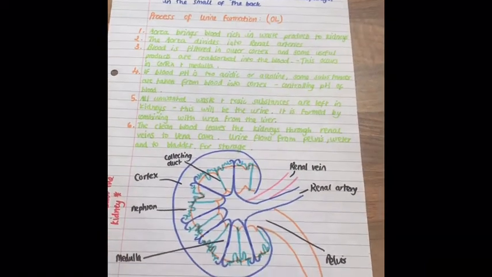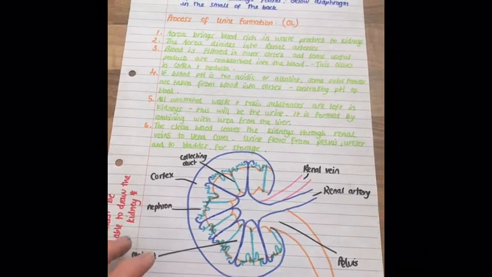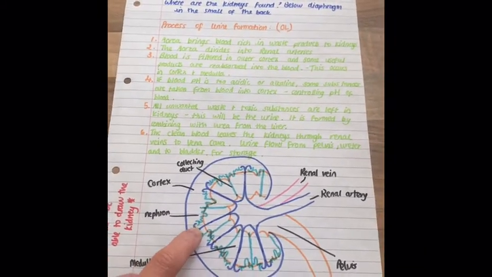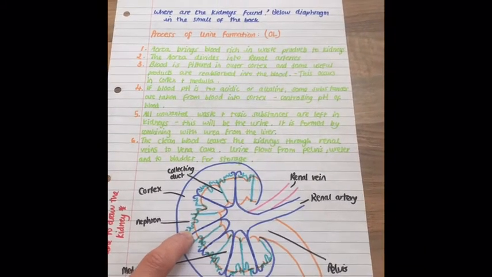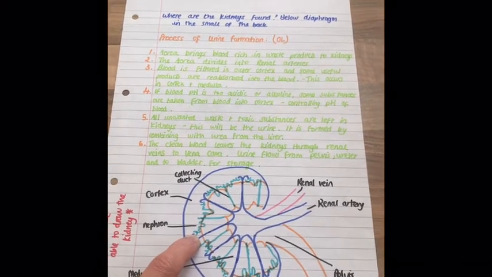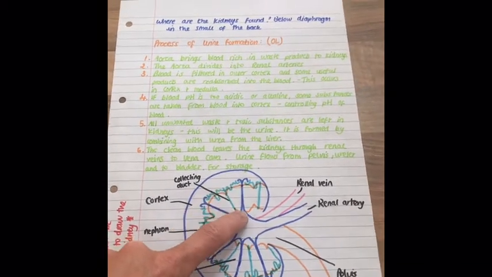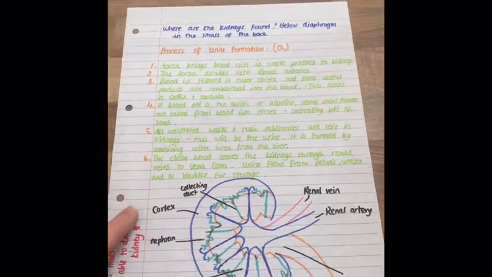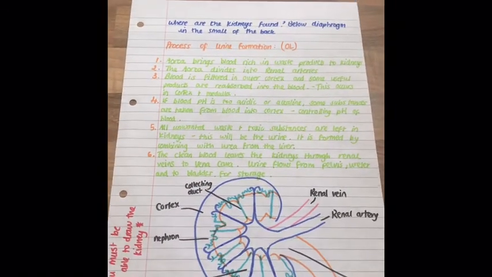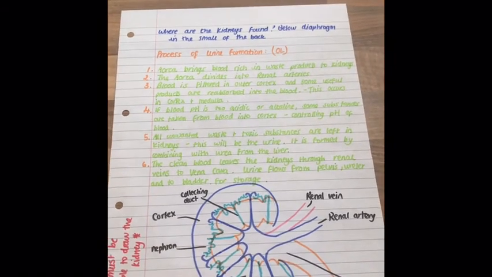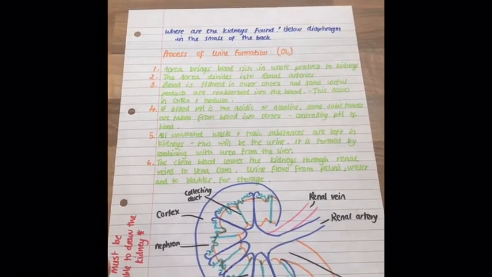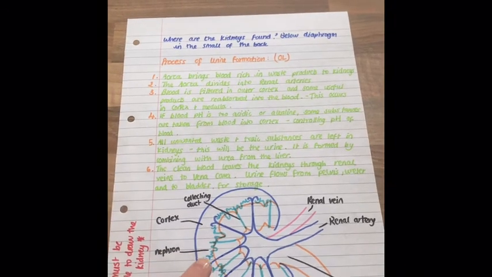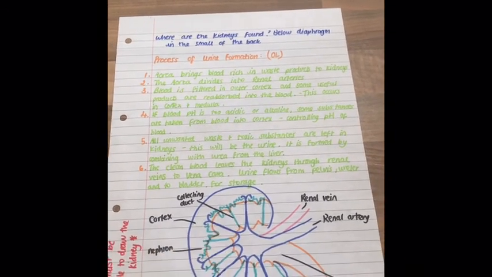For higher level, you also need to be able to draw in the nephron that is here. You also need to be able to draw the collecting duct that's here as well at the end of each of the nephrons. That's the only difference between higher level and ordinary level drawing this picture. Higher level need to be able to include the picture of the nephron and the collecting duct in your picture.